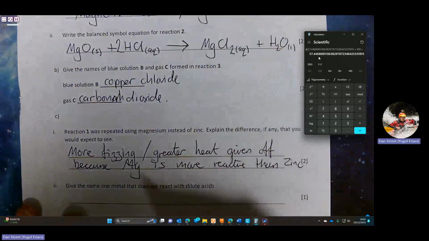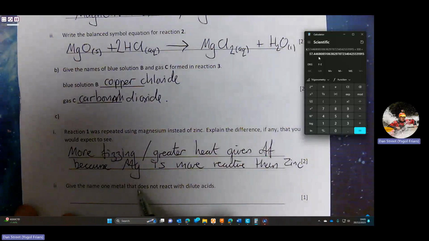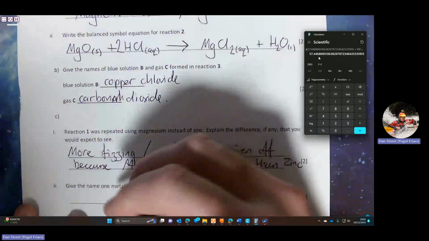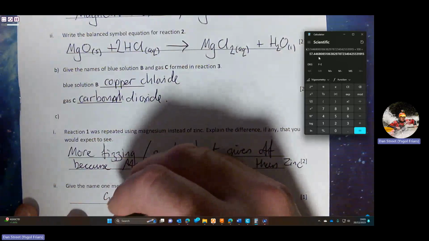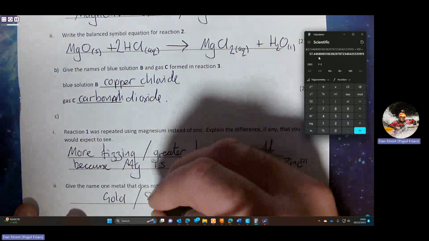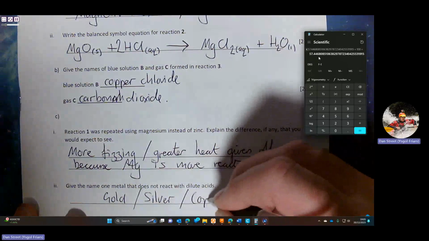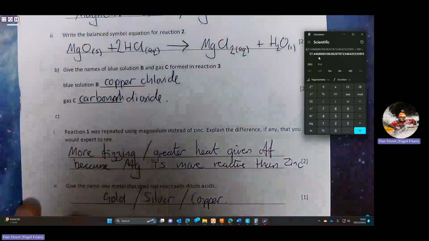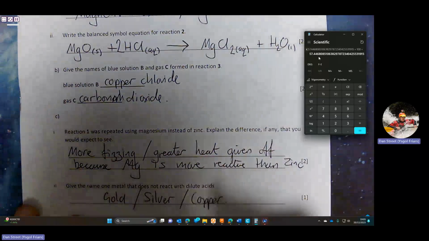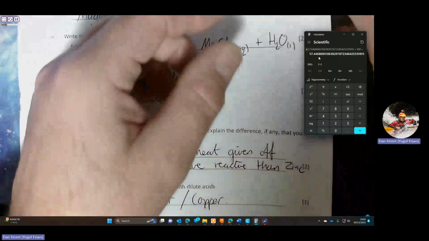And then give one metal that does not react with dilute acids. You have a few options here. Gold would work, silver would also be correct, and even copper. Those three would be acceptable. There are others, but these are the most popular and most obvious ones.